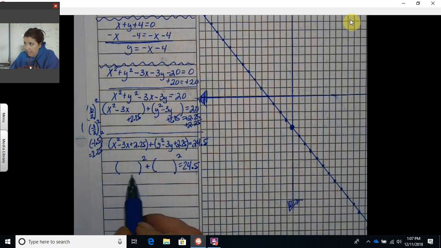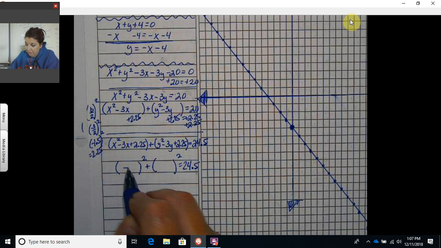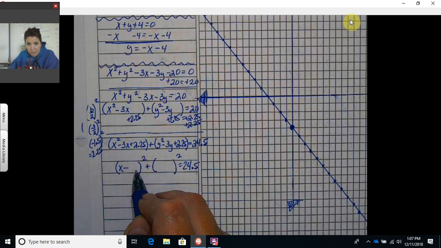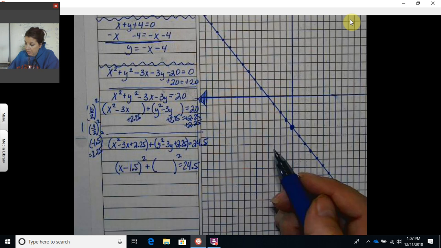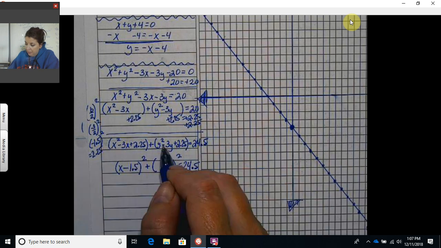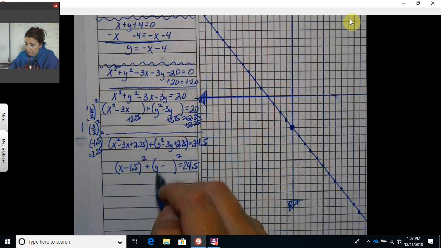For my first set, what is my sign going to be? Minus. What's my first term? X. What's my last term? 1.5. Well, negative 1.5 quantity squared is what gave me 2.25, right? So I know 1.5 times 1.5 is 2.25, so the square root of 2.25 is 1.5. My next set of parentheses, my sign will be minus. First term is y, and again, this last term is the square root of 2.25, which is 1.5.